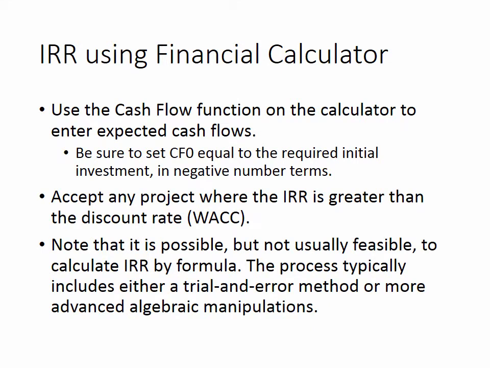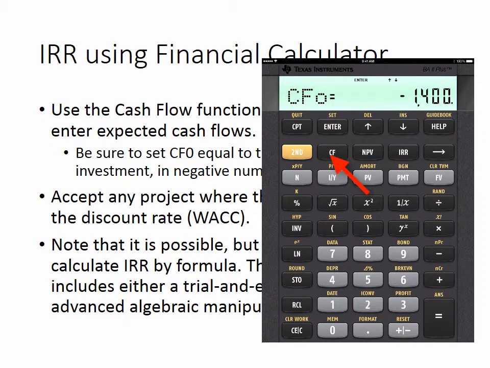Sometimes it's more convenient to use the financial calculator. Using the financial calculator, we're going to use the cash flow function on the calculator to enter expected cash flows. Now we want to be sure that the CF0 entry equals the required initial investment, and it will be given as a negative number representing a cash outflow. And then we'll accept any project where IRR is greater than the discount rate.